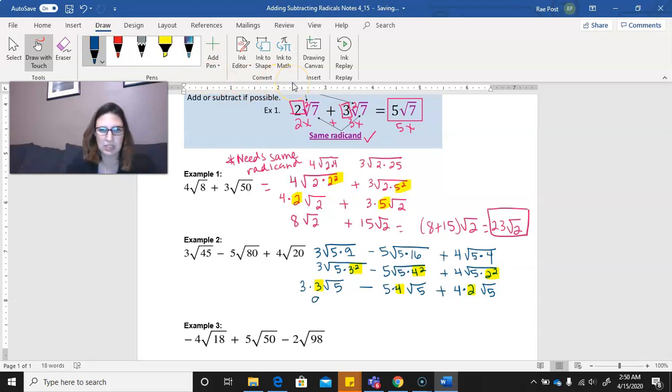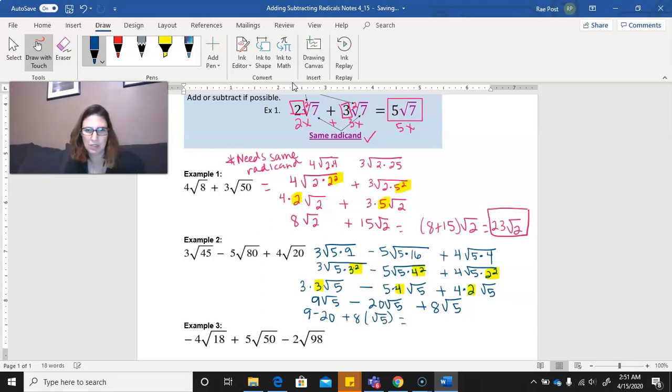So 3 times 3 is 9 times the square root of 5, minus 5 times 4 is 20 times the square root of 5, plus 4 times 2 is 8 times the square root of 5. And now you can go ahead and combine like terms. You have 9 minus 20 plus 8. We're going to combine those and just leave the square root of 5. So 9 minus 20 plus 8 should give us negative 3 times the square root of 5.